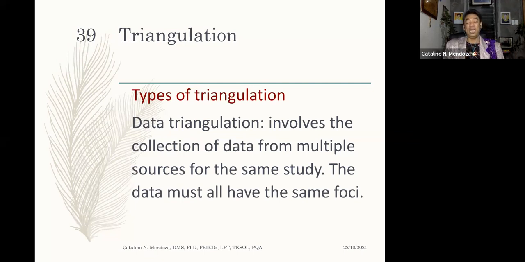Let's say, for example, phenomenological study and ethnographic research. How could the present scenario be affected by the ethnographic, which is also the present scenario? So therefore, the data must all have the same foci, meaning the present scenario. Your phenomenological study focuses on what is existing, and ethnography has something to do with the behavior of the existing people within a certain community. So therefore, they have the same foci.